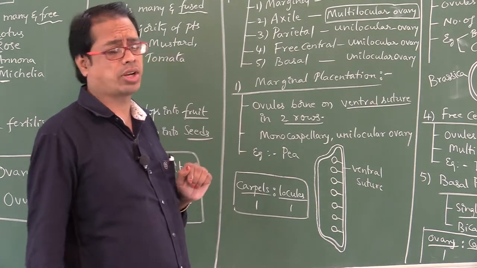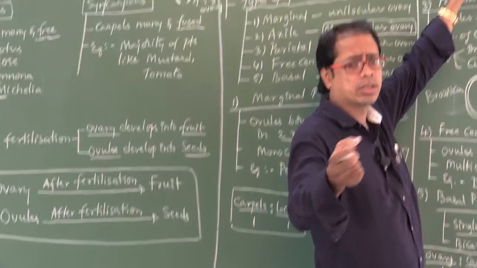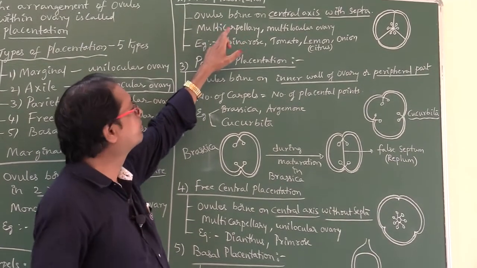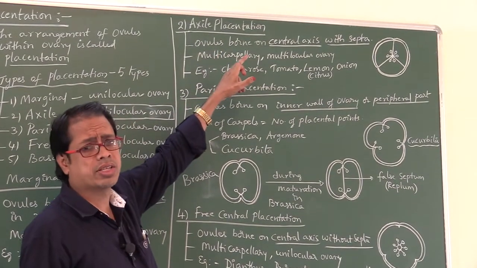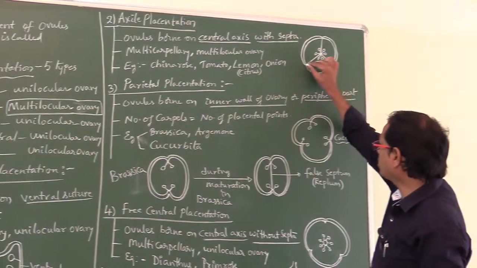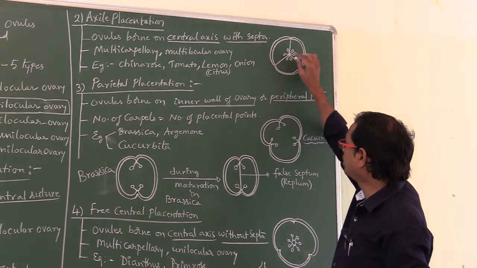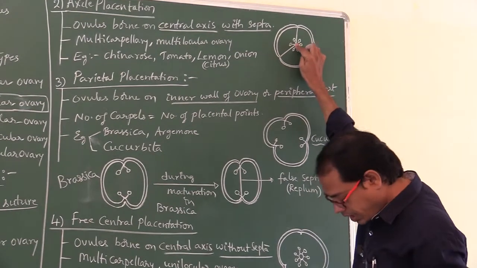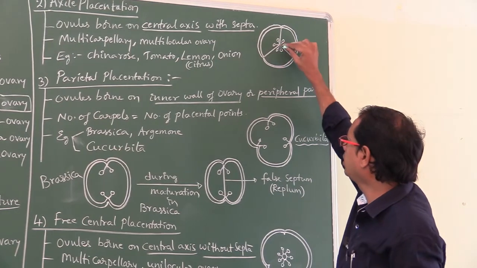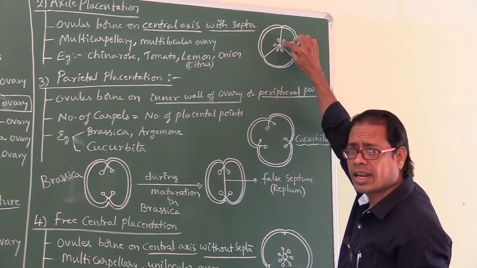This is about marginal. Next, axial placentation. Axial means the ovules are borne on the central axis with the septa, the presence of septa. If you observe this diagram, this is one carpel, this is another carpel, this is another carpel. This part is called the central axis.